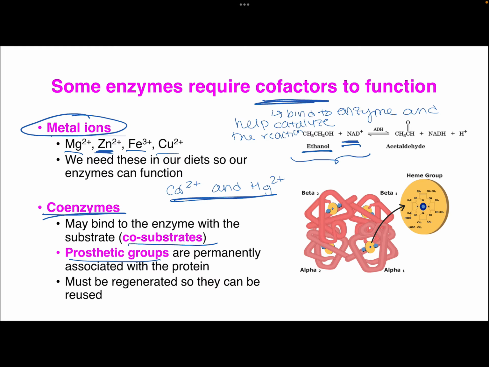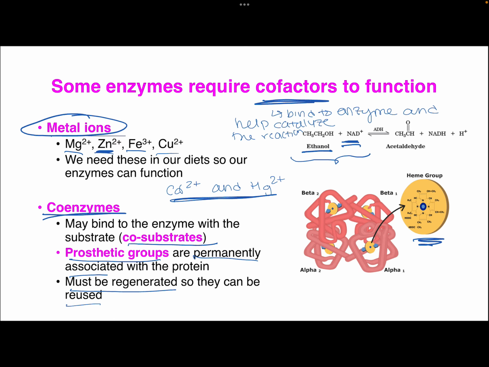Prosthetic groups are coenzymes that are permanently associated with the protein. So this is something like a heme in hemoglobin. All right, that's always in hemoglobin, and it's participating in the reaction, helping to carry the oxygen, but it's not actually being changed in an irreversible way by the reaction. That will get regenerated later, and that is the key feature of coenzymes, is that they are able to be regenerated so that they can be reused to help catalyze another reaction.